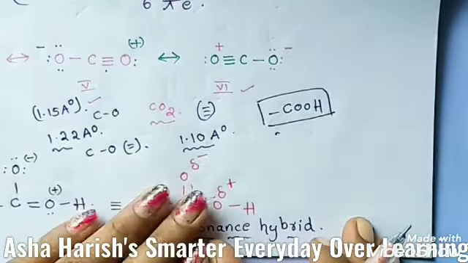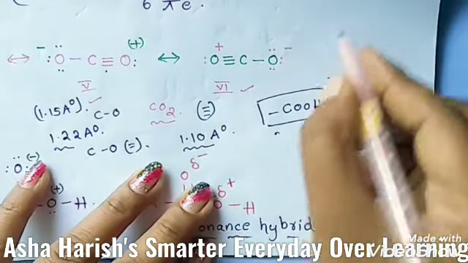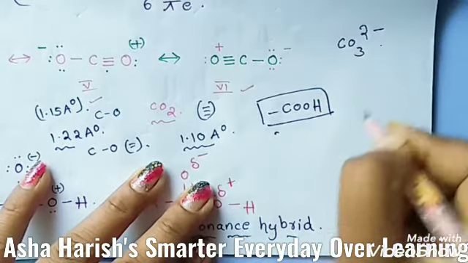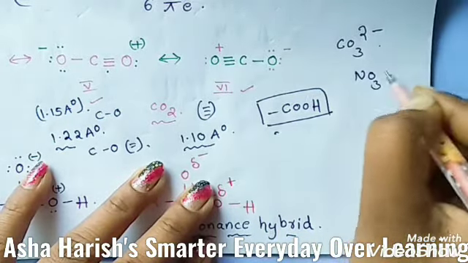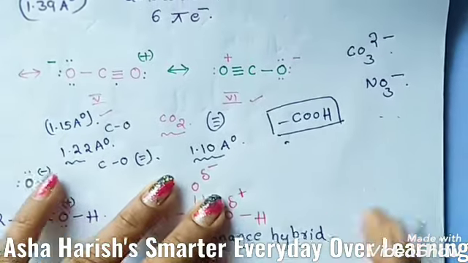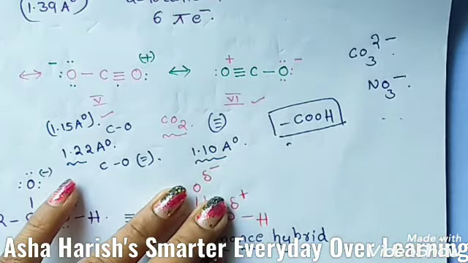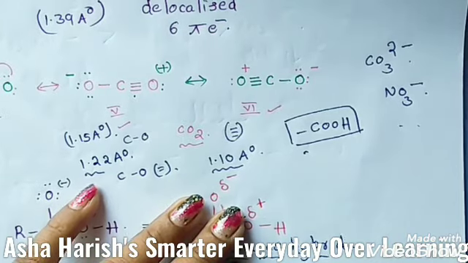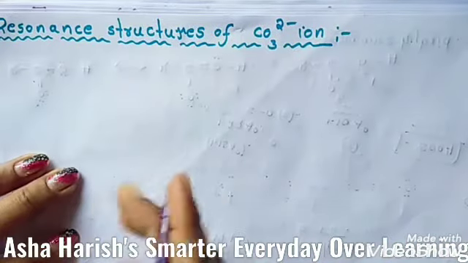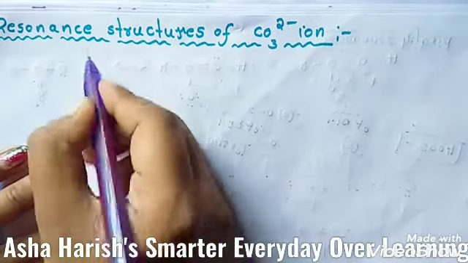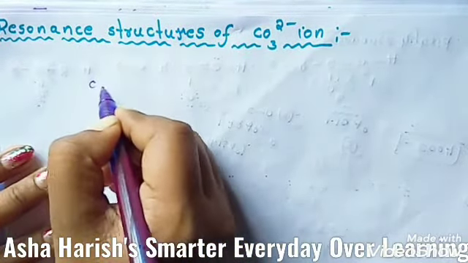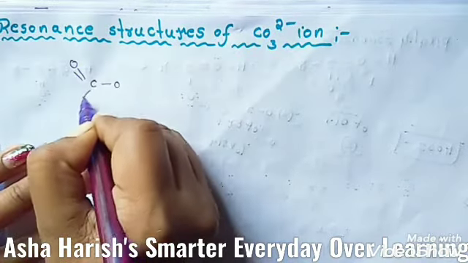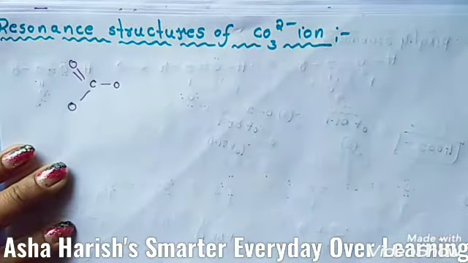Ions also, for example CO3 2 minus and NO3 minus, show this resonance character. How they can show that character, let's see now. CO3 2 minus: here carbon single bond O, here double bond O, here one single bond O.